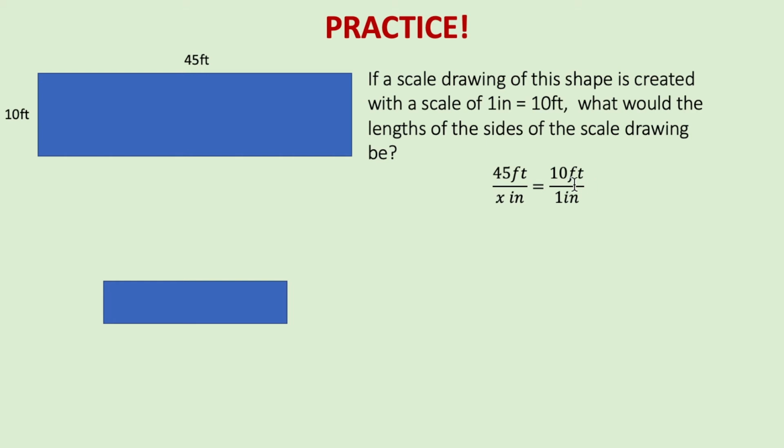And then when you have a proportion, what you do is you cross multiply. So I'm going to multiply 45 by 1 and make that equal to 10 times x. So then you have this equation. And then you divide each side by 10 and you get 4.5 inches equals x. So with this scale factor, the 45 feet can be represented by 4.5 inches. And then we have 10 feet on this side, which in the scale factor says that 10 feet is represented by 1 inch, so this last side will just be 1 inch long.